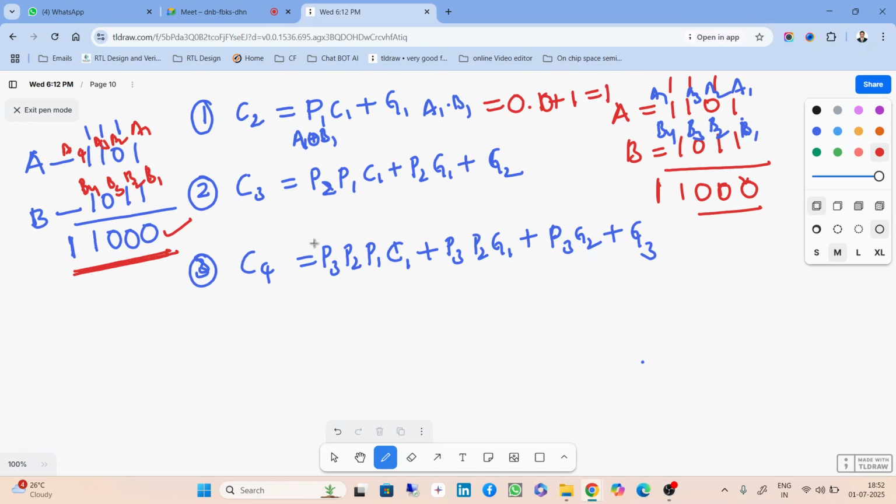Okay. Next, this one you tell me. P2 equals A2 XOR B2. 0 XOR 1, what are you getting? 1. P1 equals A1 XOR B1, so this you will get 0. And C1 equals the initial carry 0. So this total value is equal to how much?